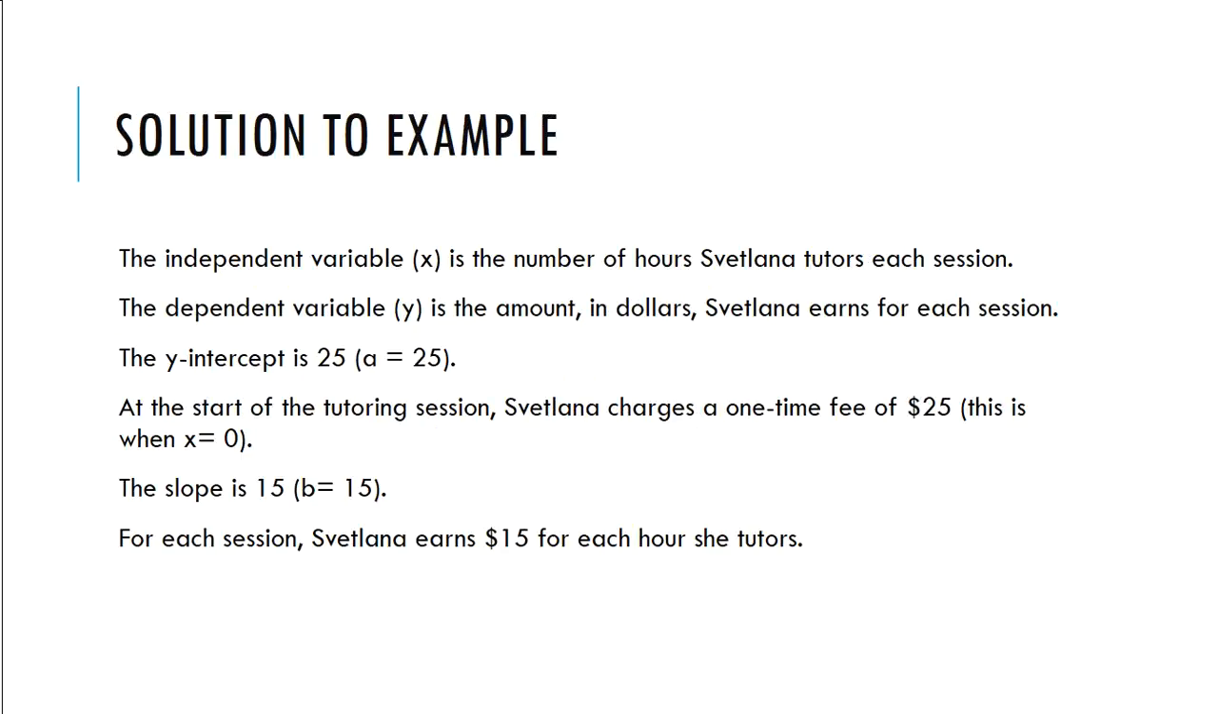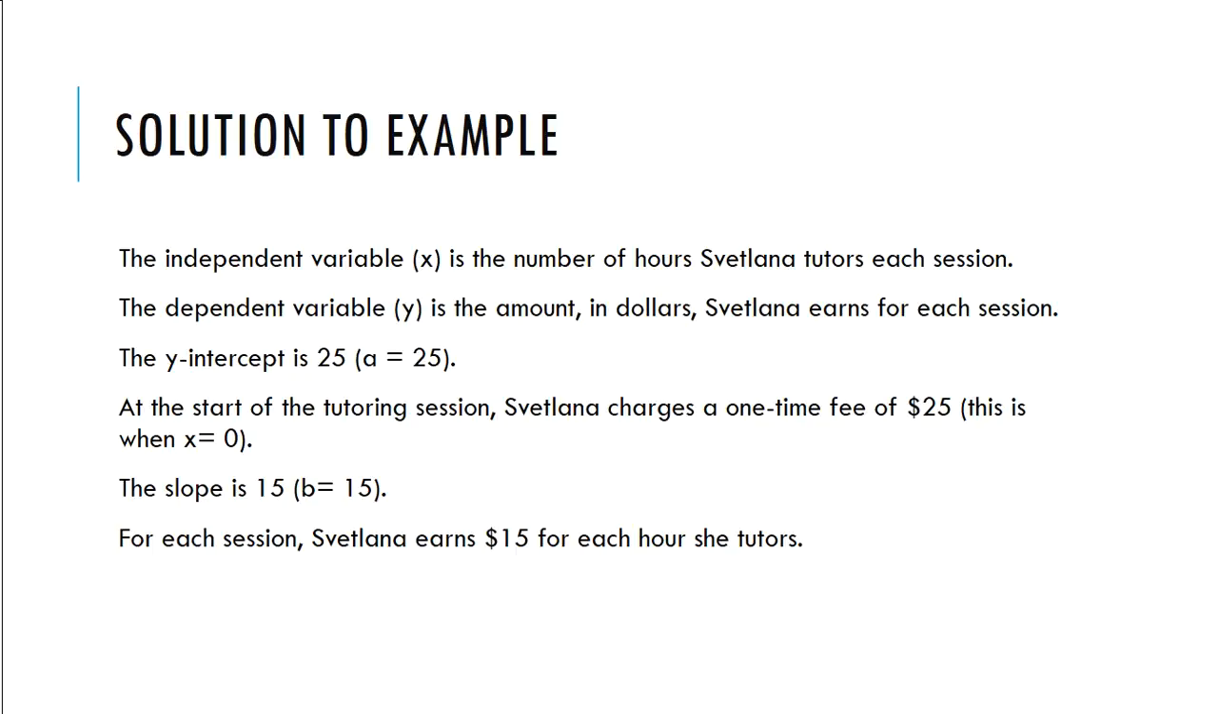Okay, so let's go over the answers. The independent variable is the number of hours Svetlana tutors each session. The dependent variable, y, is the amount of money she earns in each session. Because if you think about it this way, she can't earn money unless she has hours. So her tutoring results in the money. Sometimes x and y can be kind of tricky, but usually one will depend on the other.